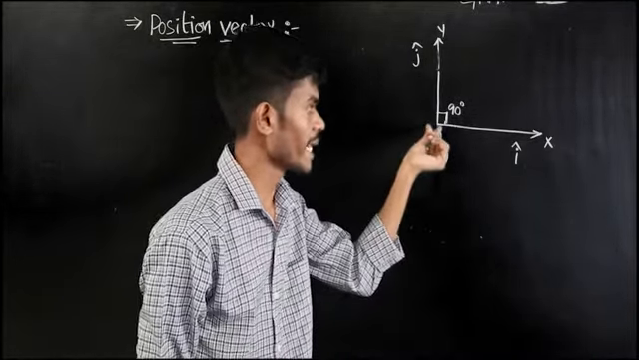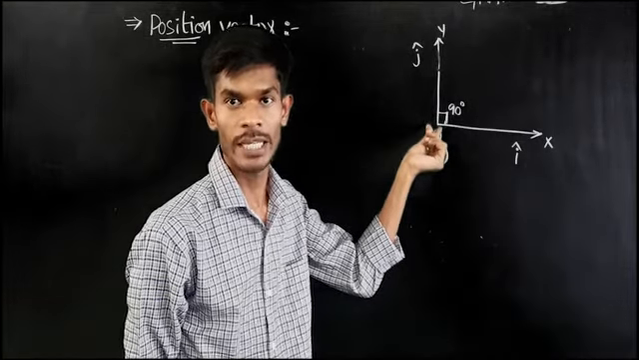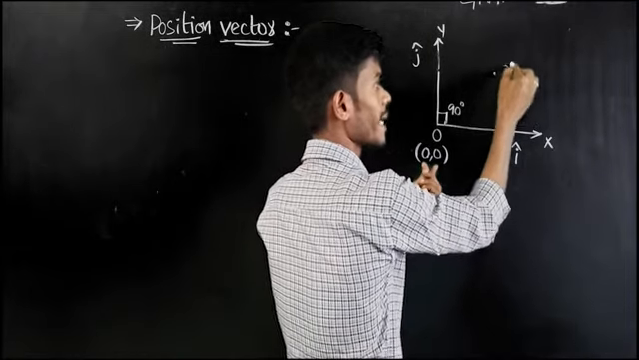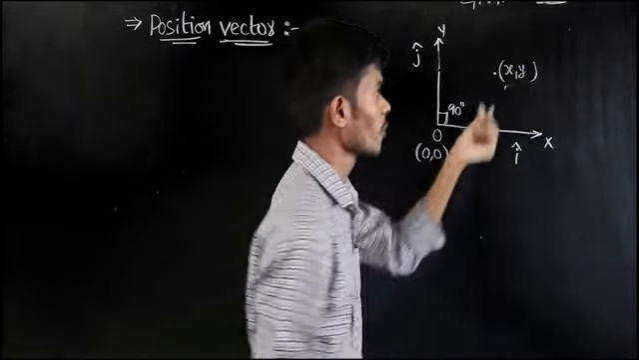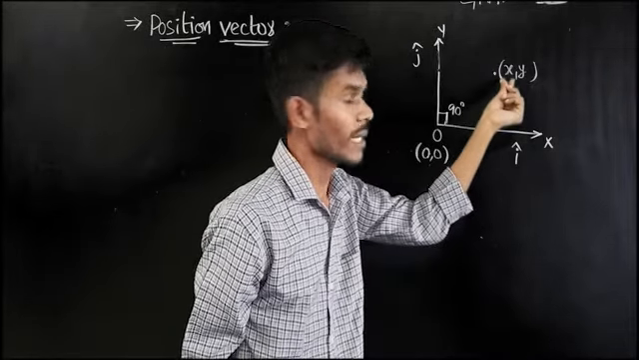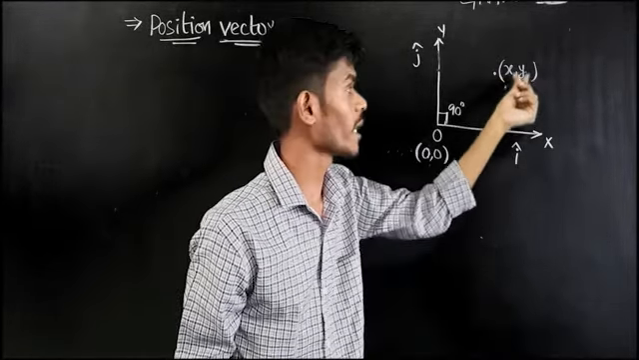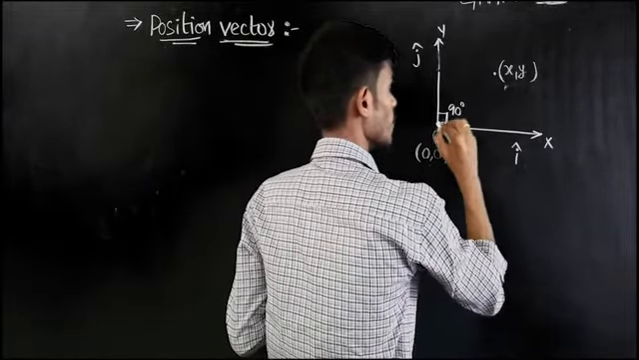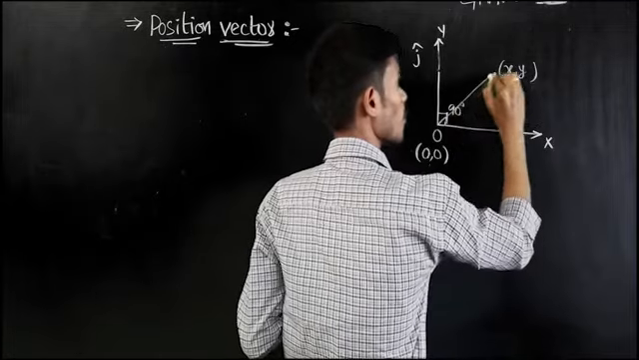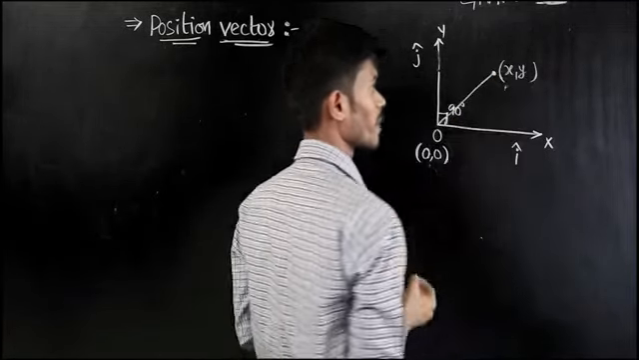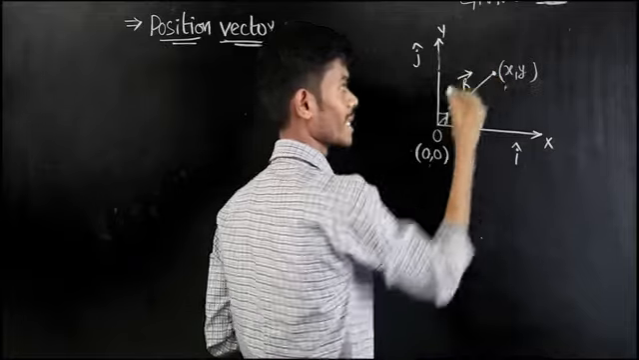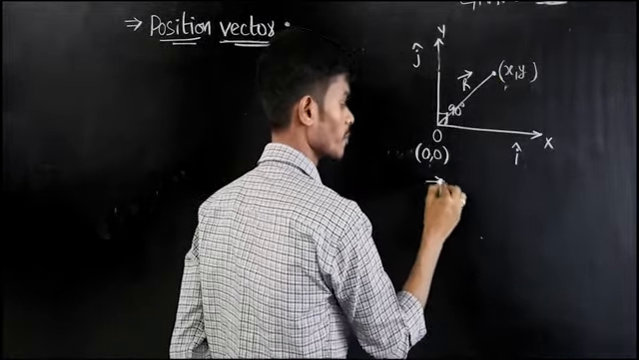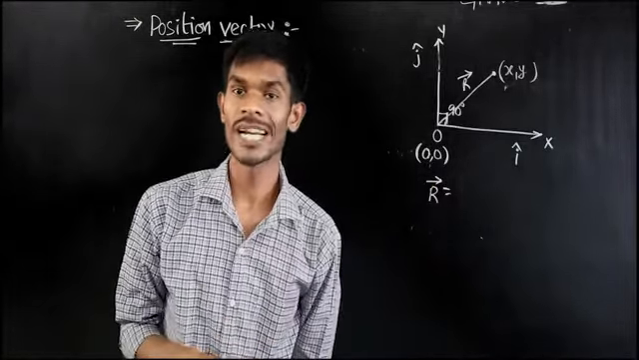So if we consider the origin, 0, 0, as our reference point, and there is a point in the plane, x comma y, where x is the x-axis coordinate and y is the y-axis coordinate, then the line joining the origin to the position of the point will represent the vector. If we call this r bar, the vector can be represented as r bar is equal to, so here we are representing in vector form.